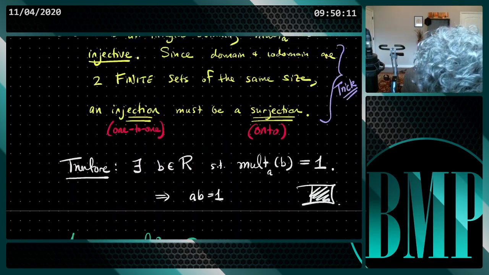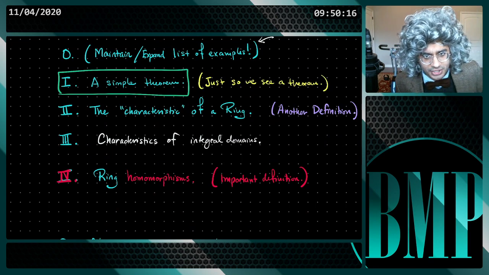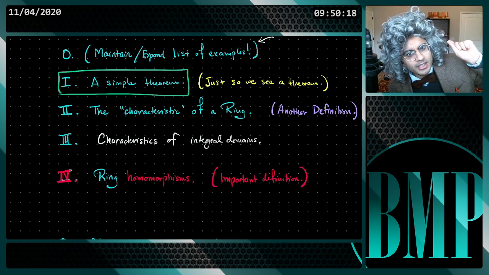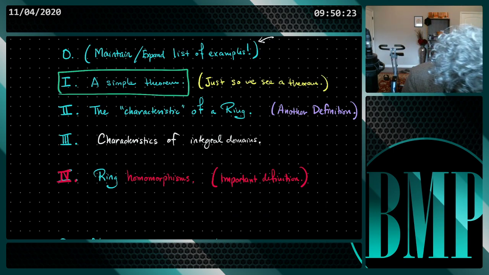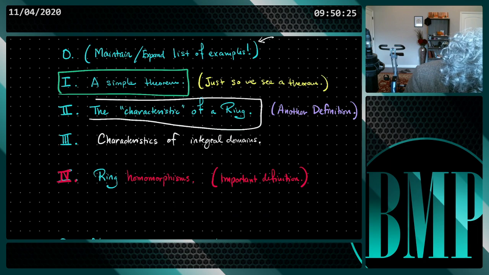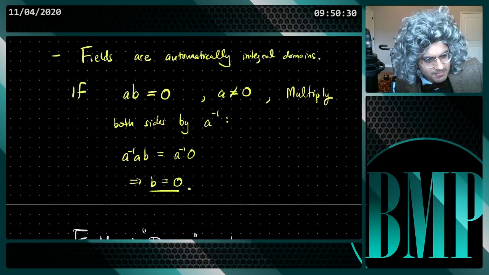Okay, great. Anyway, let's go on to part 2 of my awesomely scheduled programming. Another definition: the characteristic of a ring. All right, let's talk about that. It's just a definition. It's an important definition. So let's learn it carefully. All right. So here's the setting. So this is the characteristic.